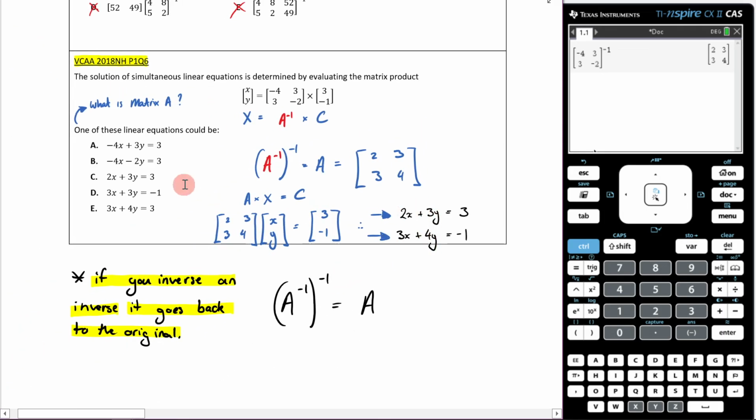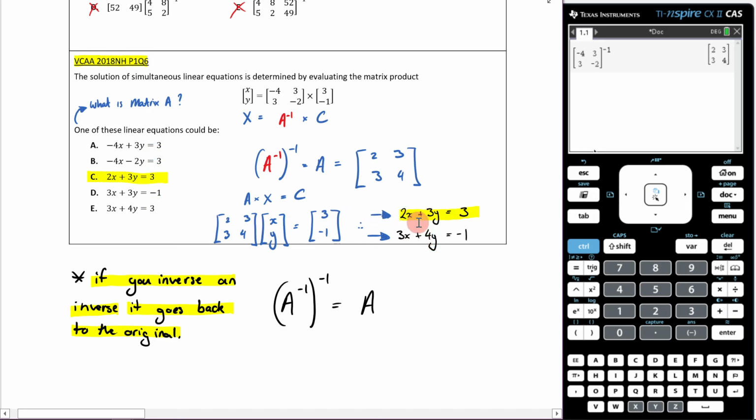So those are the linear equations of the original. And that's what the question is saying. One of these linear equations is going to be what? Well, as you can see, 2x plus 3y is equal to 3 is C there. So C would be one of these linear equations. The other one would be this one, which isn't there.